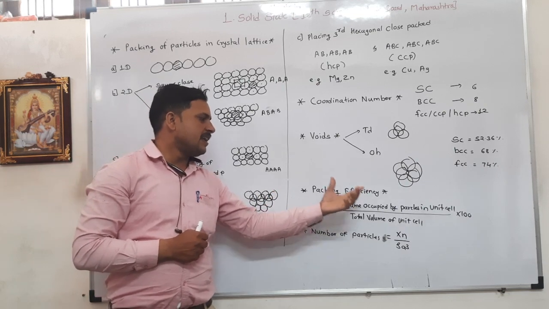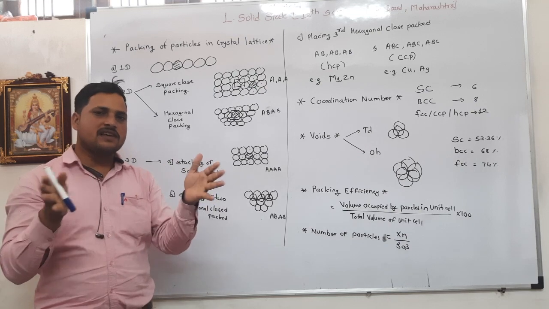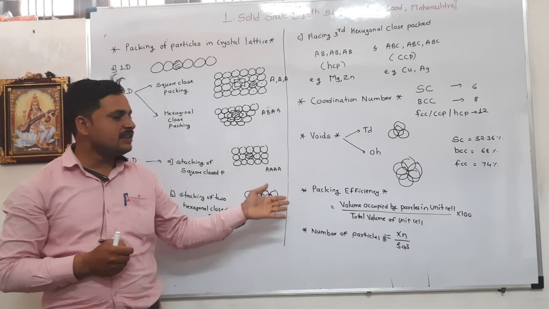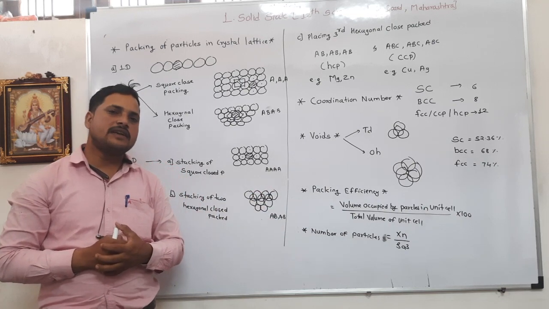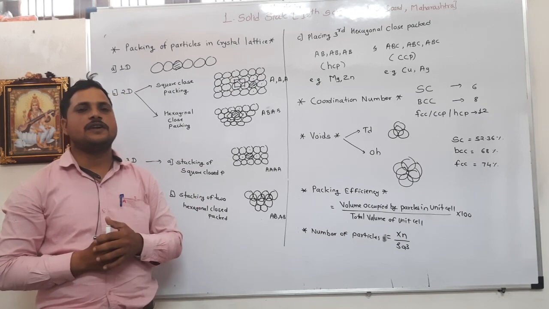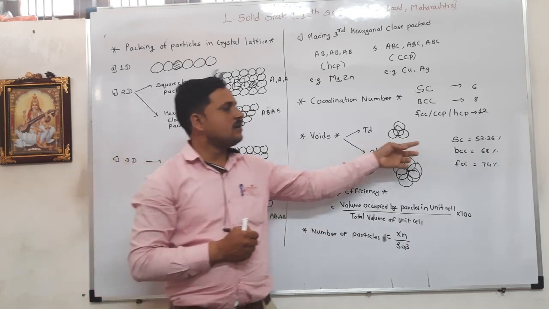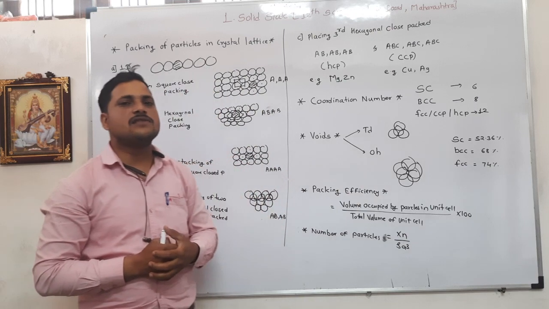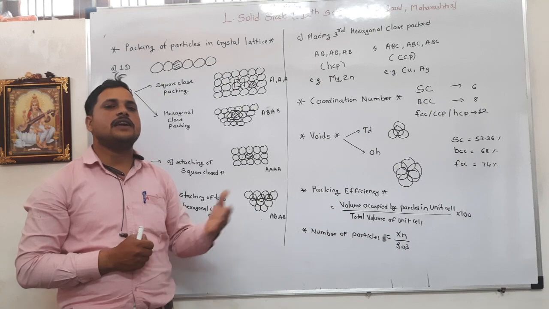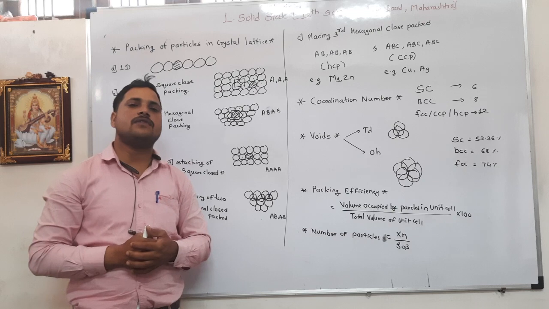Next point, packing efficiency. Packing efficiency measures how the spheres are arranged or packed. It is given by the formula: volume occupied by particles in a unit cell divided by total volume of the unit cell, into 100. It is calculated by various expressions, but the summary is that in square close packing, the packing efficiency is 52.36%. In a body centered cubic, it is 68%, and in face centered cubic, it is 74%.